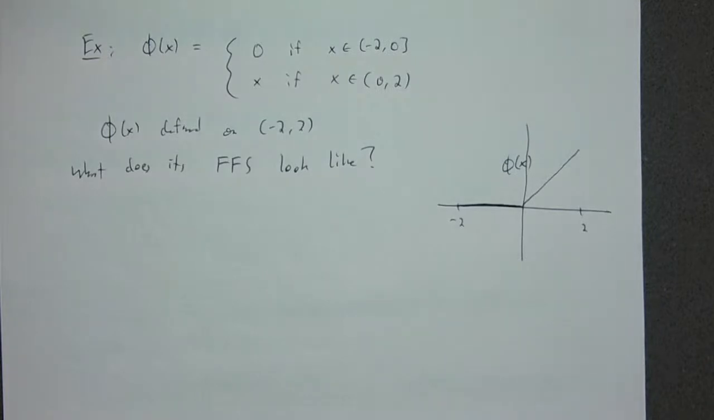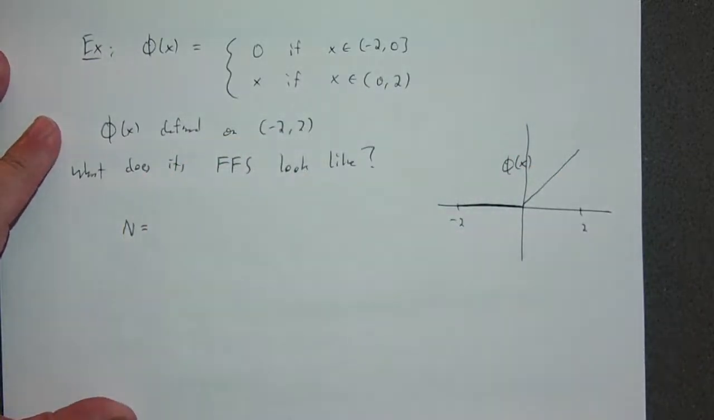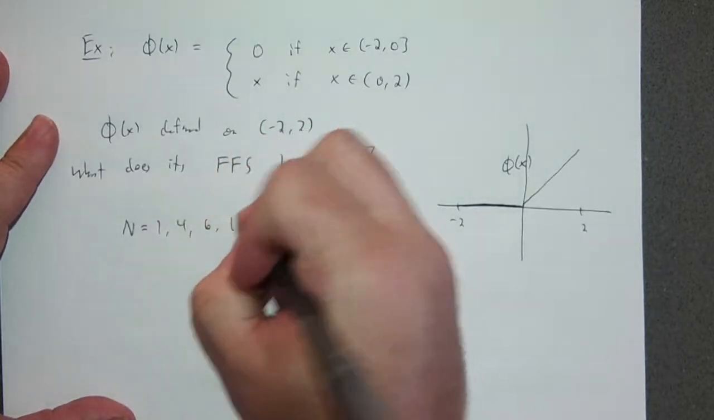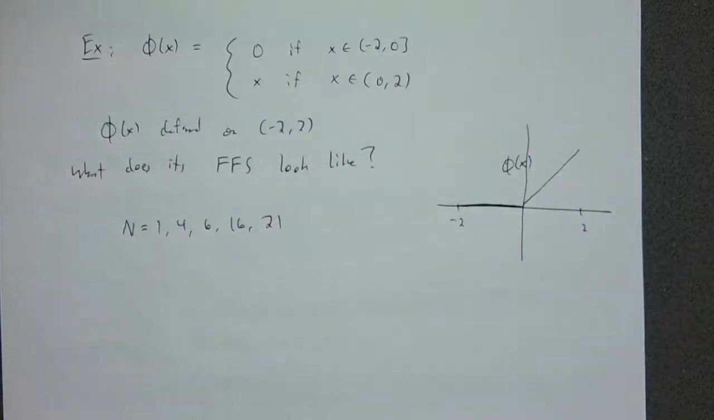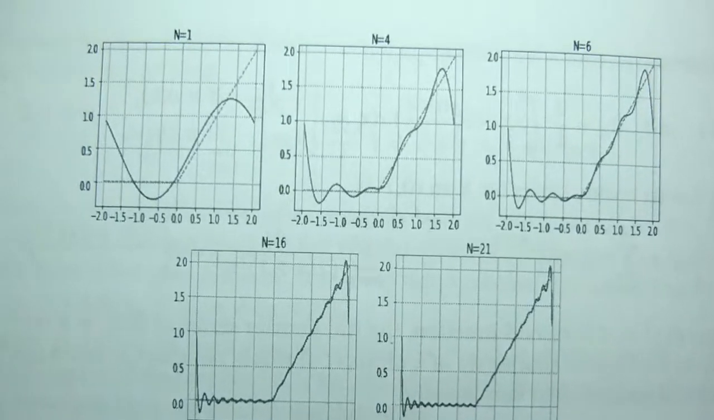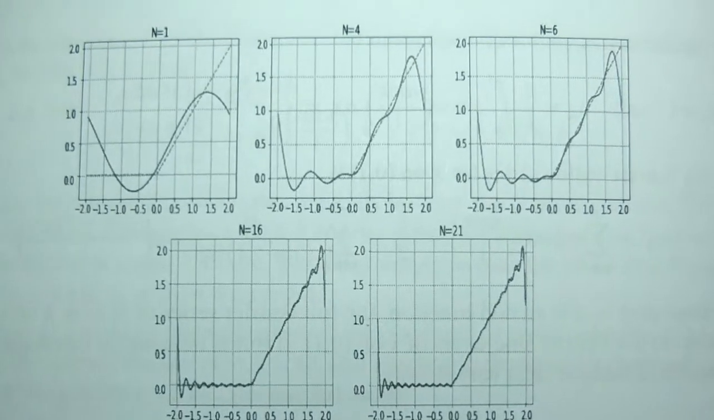So let's look at its full Fourier series, so that we'll do values n equals 1, 4, 6, 16, and 21. So that's how many terms would show up in the full Fourier series. And so what does this look like? So you can actually see how this convergence is happening.